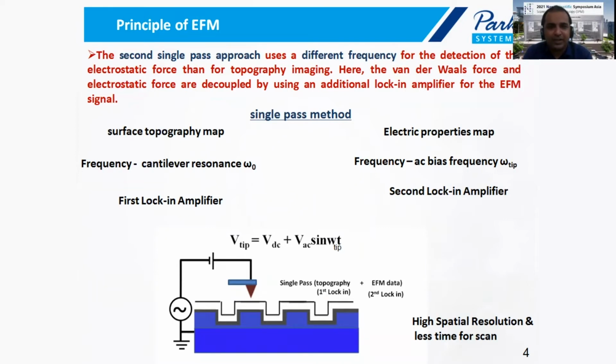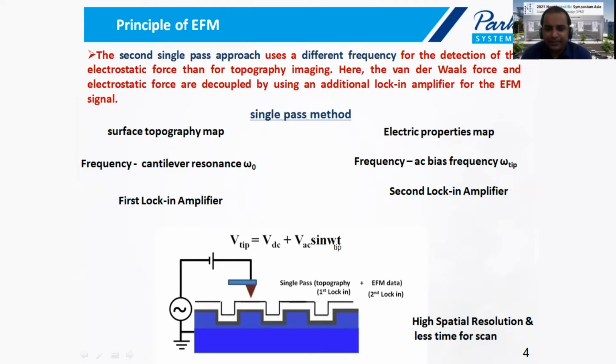What happens in this single pass method is that the tip scans the surface of the sample at a resonant frequency, which is omega naught, the cantilever resonant frequency. This surface topography is generally mapped using the first lock-in amplifier, which locks in the surface topography signals at this cantilever resonant frequency omega naught in Park's True Non-Contact mode.